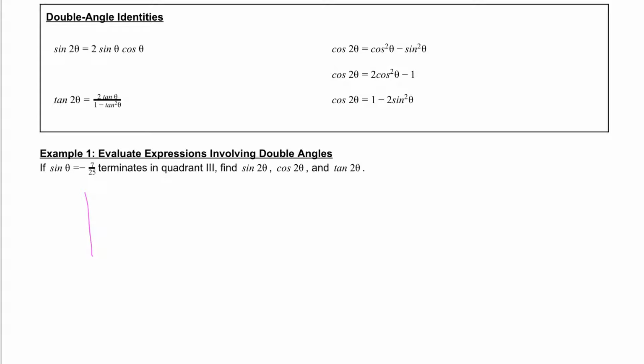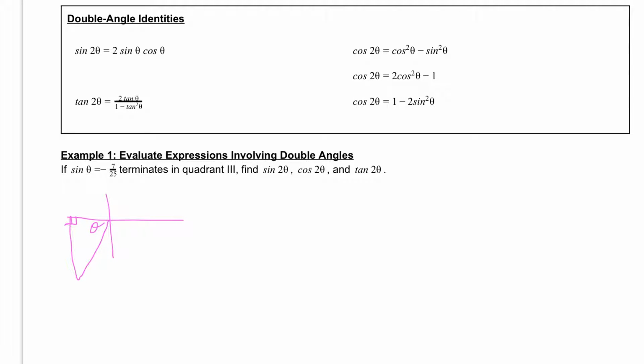So if we're in the third quadrant, I'm going to set my triangle up in the third quadrant, which is here. Here's my angle theta, and then opposite is negative 7, over my hypotenuse, which is 25. Then I can use the Pythagorean theorem to get my third side, or if I know my special triples, I can say that this is negative 24. Then I want to find the sine of 2 theta, cosine 2 theta, and tangent of 2 theta.